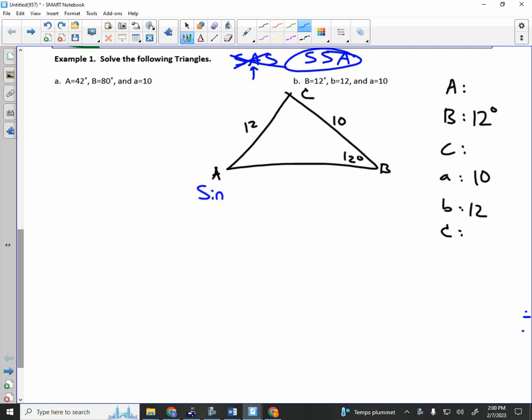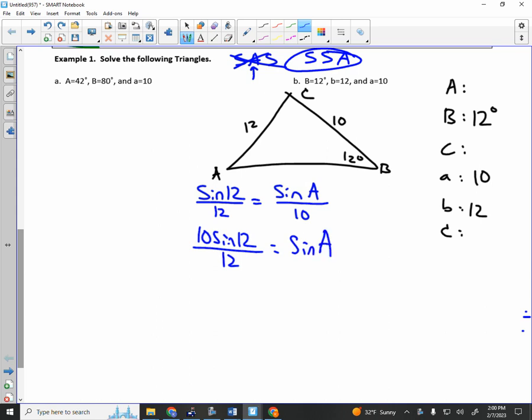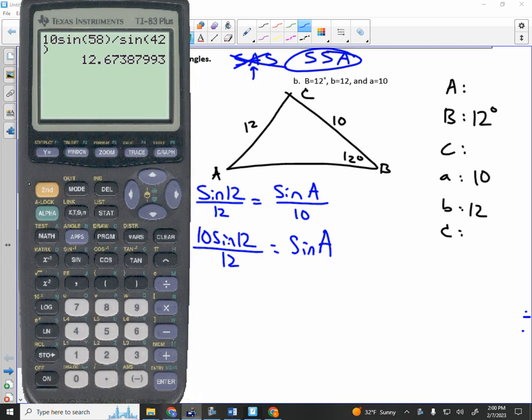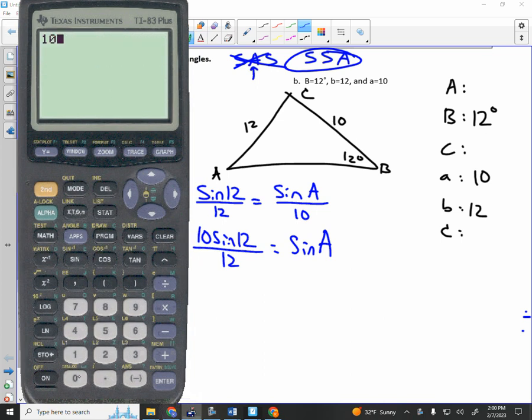Sine of what? Good. Sine of 12 degrees divided by side 12 is equal to the sine of angle A divided by side 10. So now we don't know an angle. Instead of cross multiplying here, I'm just going to multiply both sides by 10. So 10 sine of 12 over 12 is equal to the sine of A. So on my calculator, I'm going to take 10 sine of 12 divided by 12.